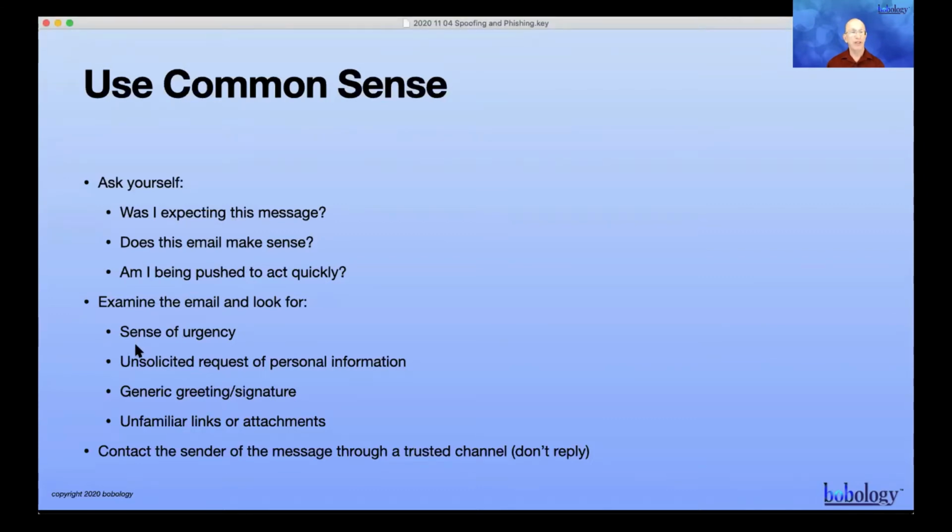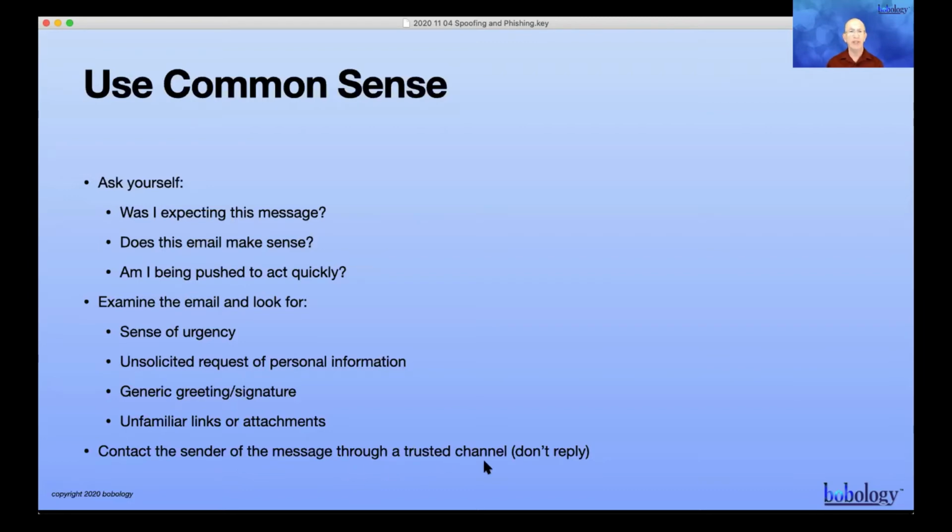Look for it. Are they saying you've got to act by a certain time? Did you even ask for it, or is it an unsolicited request? Are they asking for personal information? Do they use a generic greeting? Are there unfamiliar links or attachments? So you can contact the sender of the message through what's called a trusted channel if you're not sure.